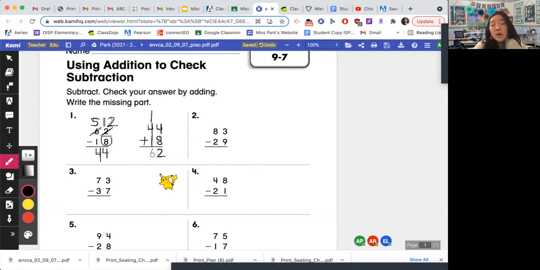Okay, now what do we do? Okay, we have to add the 10s. Well, 1 plus 4 equals 5, plus 1 equals 6.